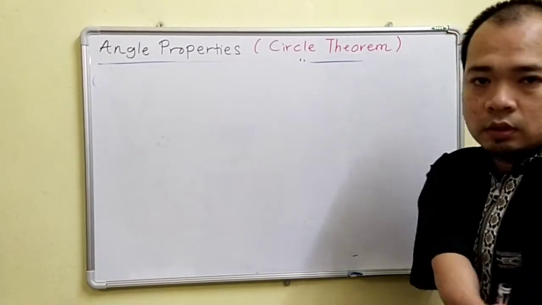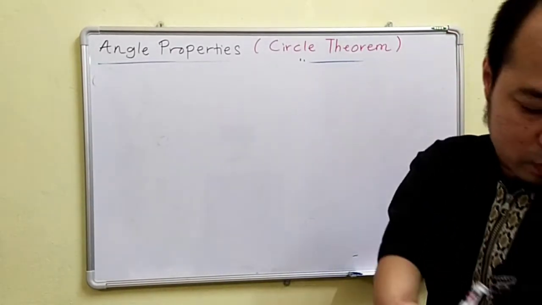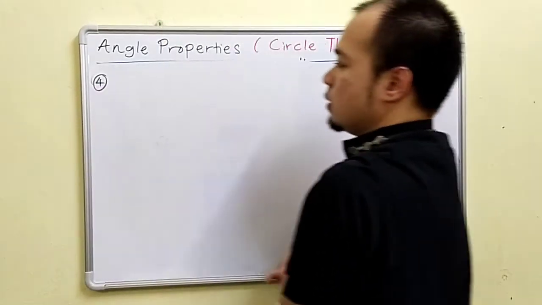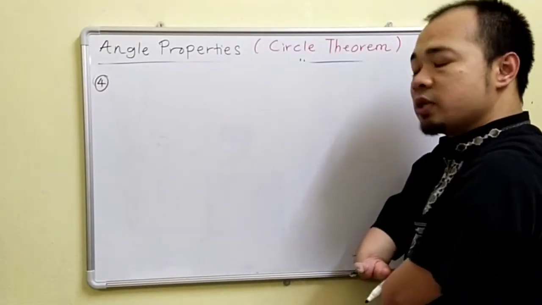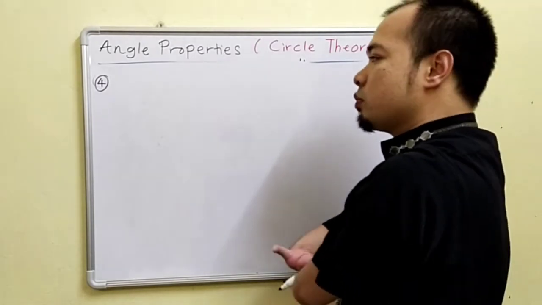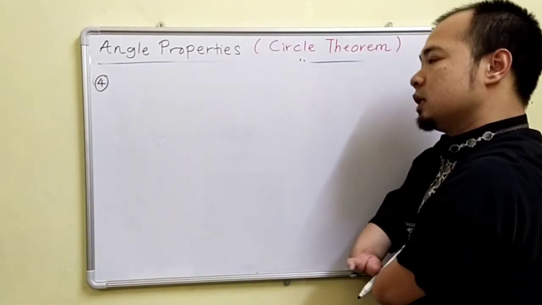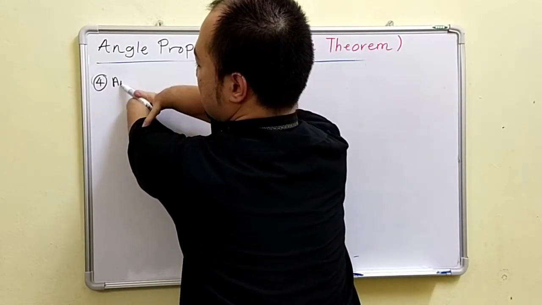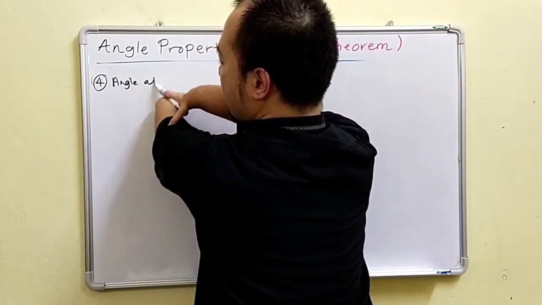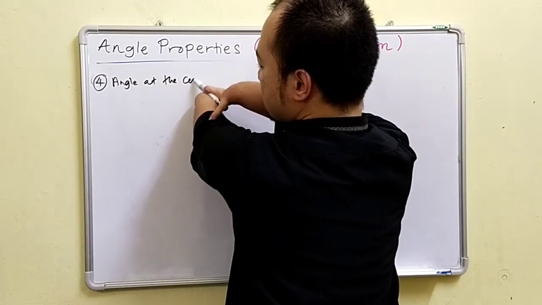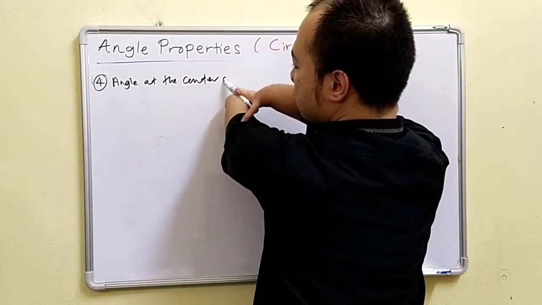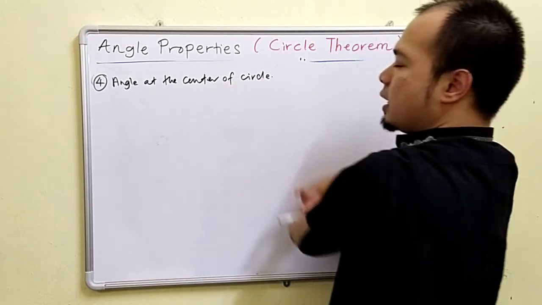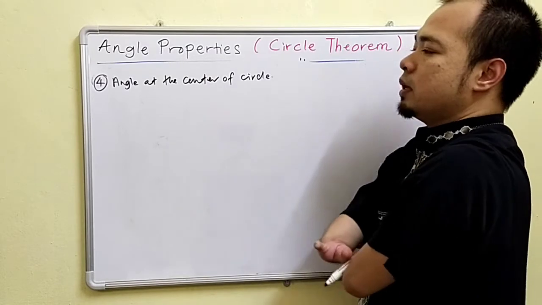Okay, properties number 4. We have already covered angle in the semicircle, angle in the same segment, and angle in the opposite segment. Next, angle at the center of circle. What does this property say?